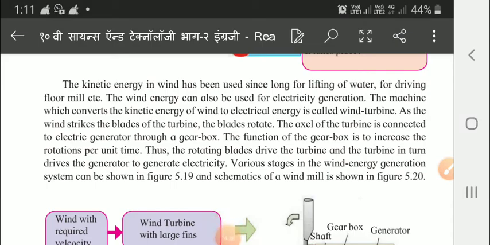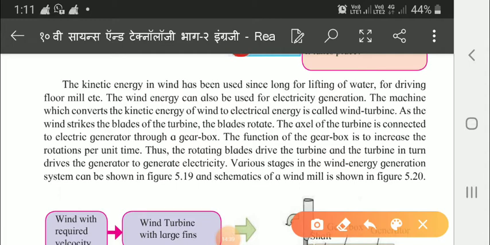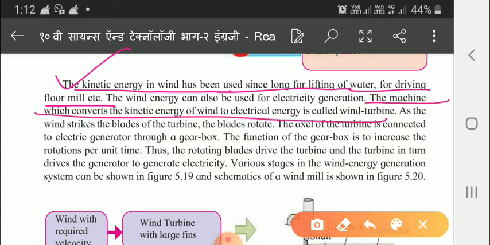Now we'll see this part, children, that actually it is the electricity generation. From here we'll see electricity generation using wind energy. So the kinetic energy in wind is used since long for lifting the water, for driving the flour mill, etc. But here we'll see that we can generate the electricity also from that wind. Now, the machine which is converting the kinetic energy of the wind to the electrical energy is called a wind turbine. So this point you have to underline, it is an important point.